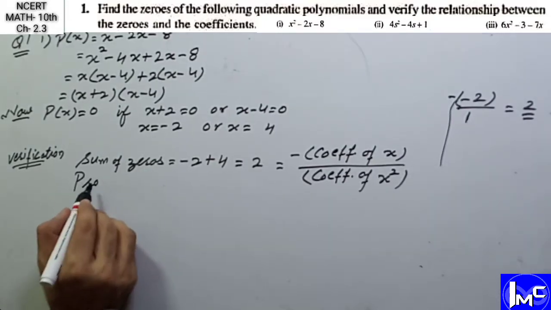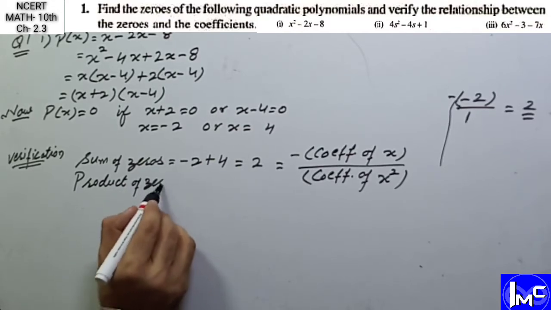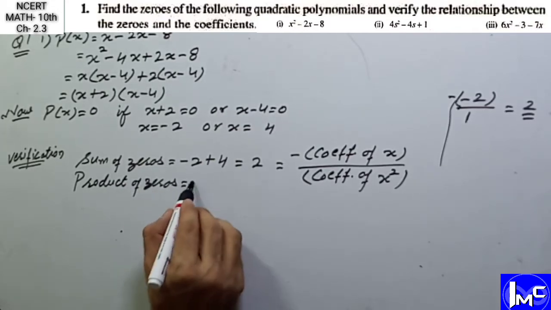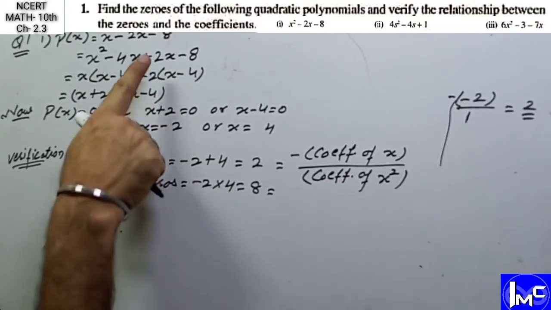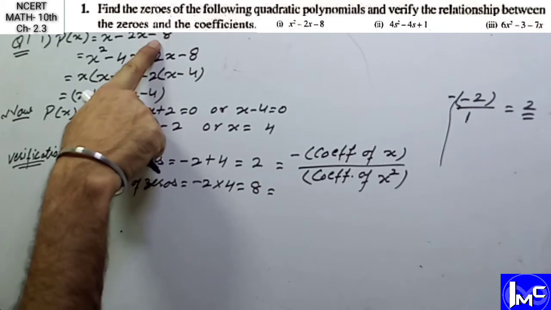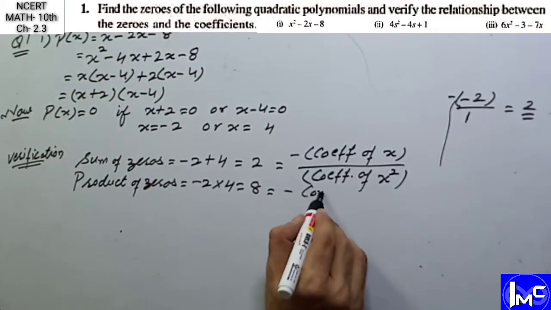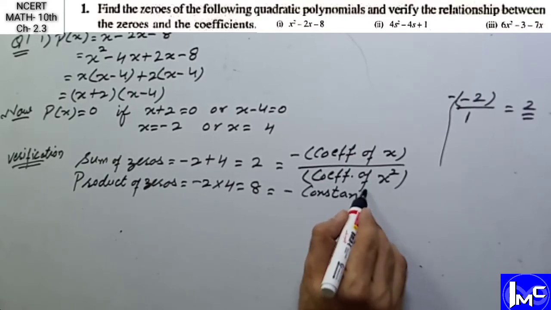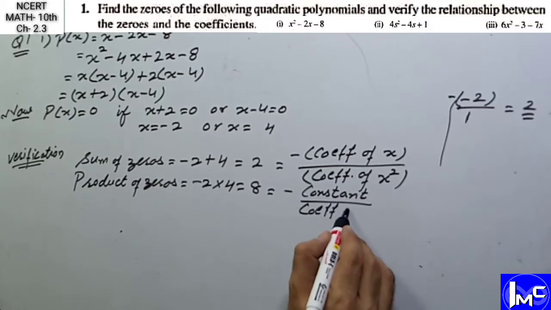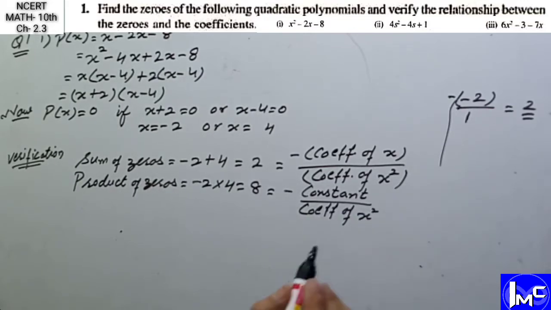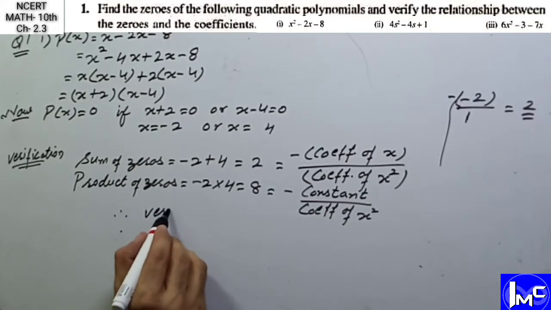And product of zeros, minus 2 into 4, that is minus 8, and what is it? It is the constant term, and you can write constant over coefficient of x square. This is true, therefore verified.